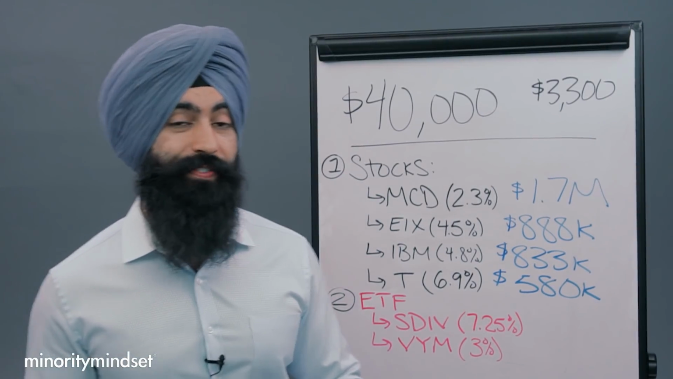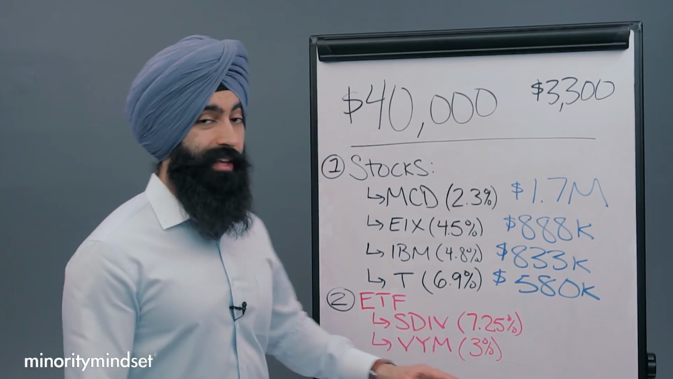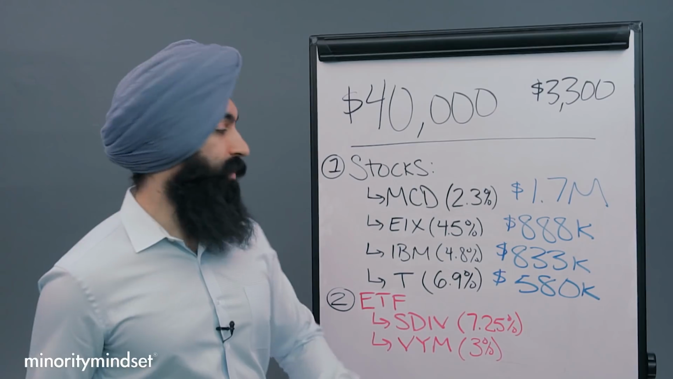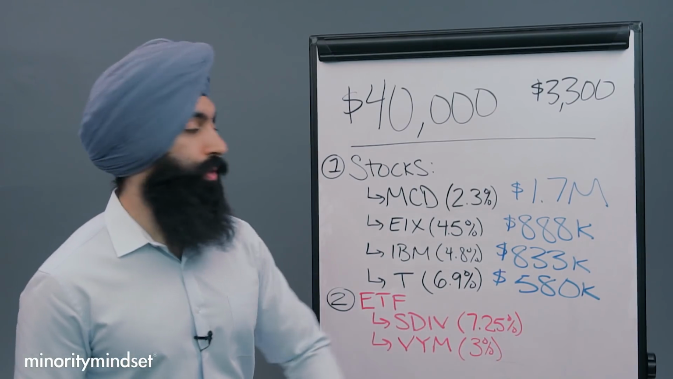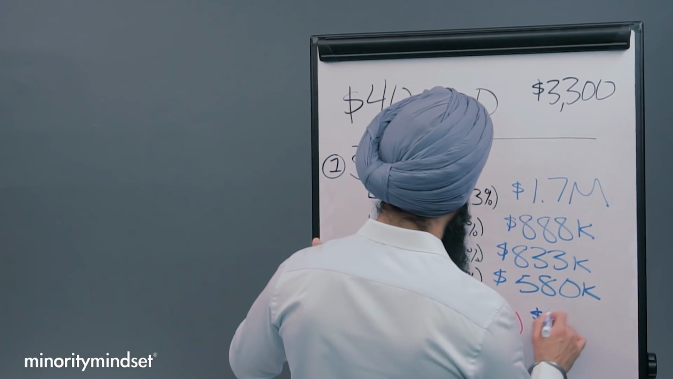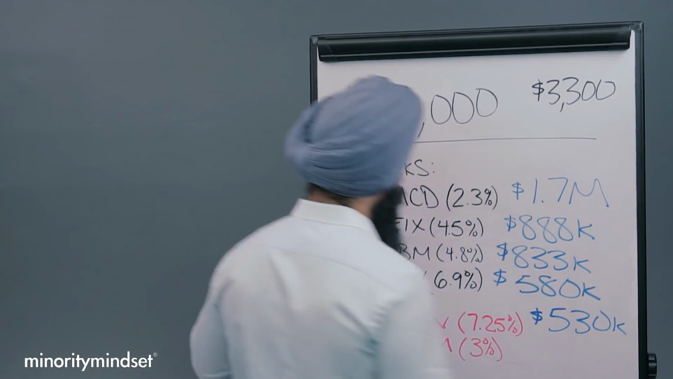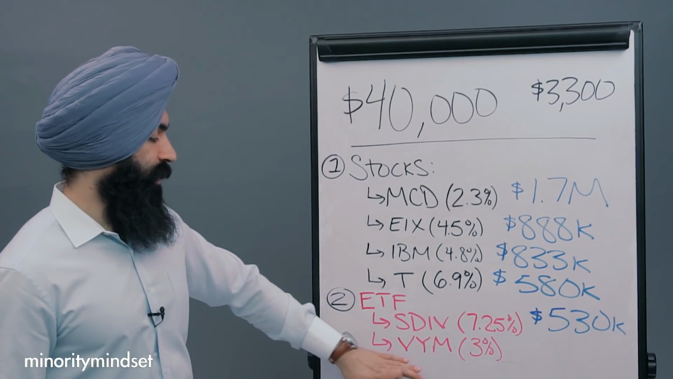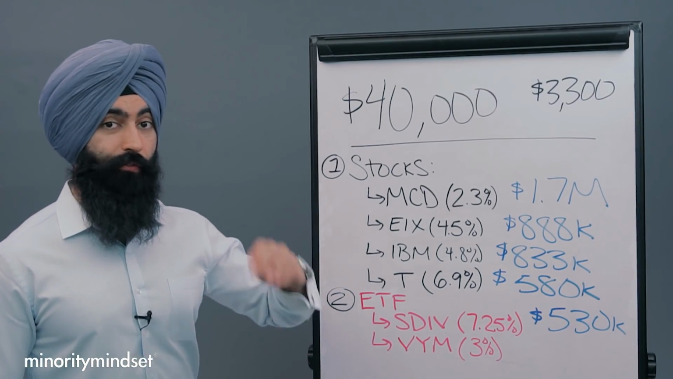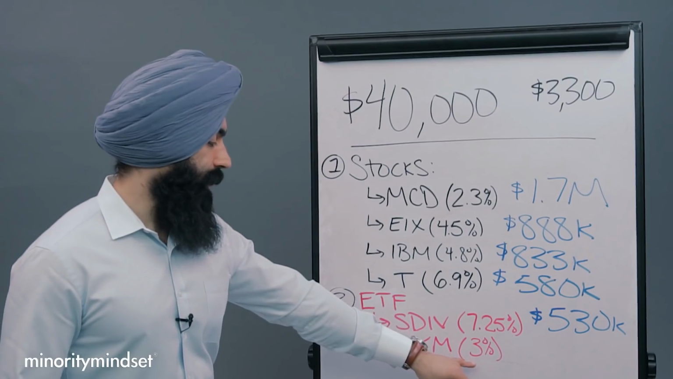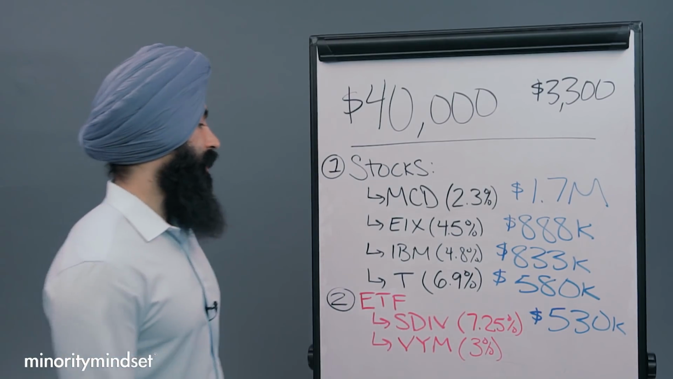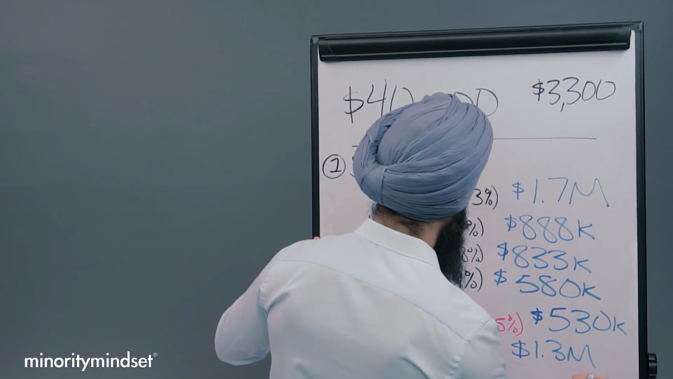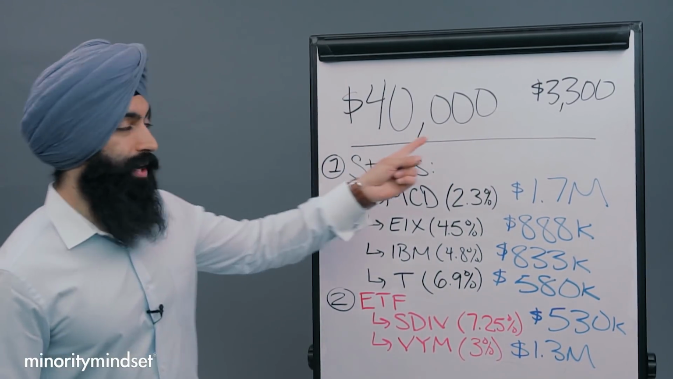So if you're looking for cash flow and you invest your money into SDIV, which is a high dividend ETF, then right now at the time of recording this video it has a 7.25% annual yield, which means you would have to invest right around $530,000 today in order to get this $40,000 a year passively. If you invest your money into VYM, which is a Vanguard ETF for dividend stocks, this pays right now a 3% yield, which means you would have to invest right around $1.3 million today in order to get the $40,000 a year.